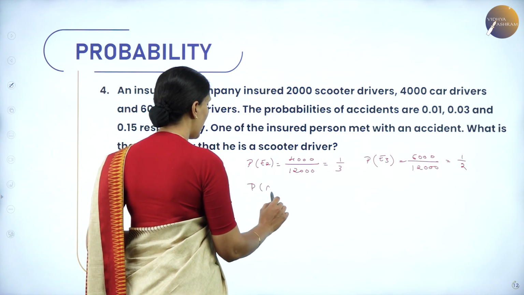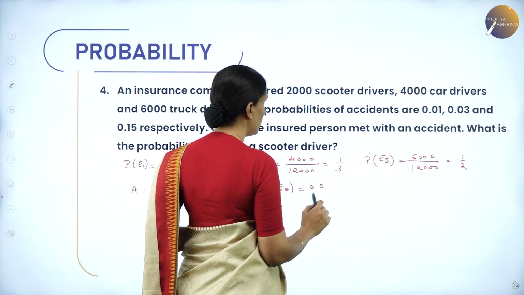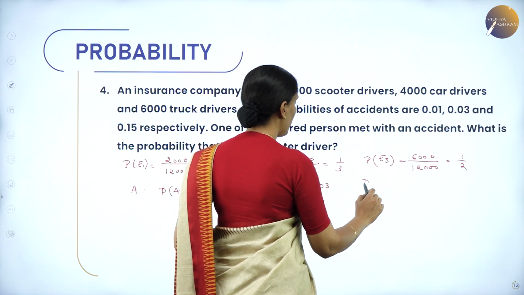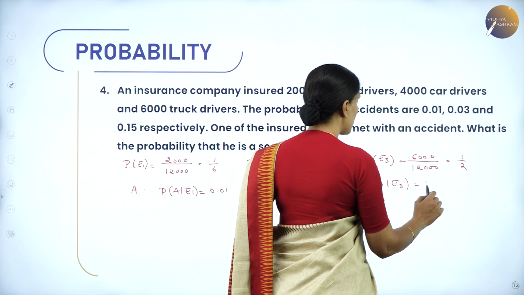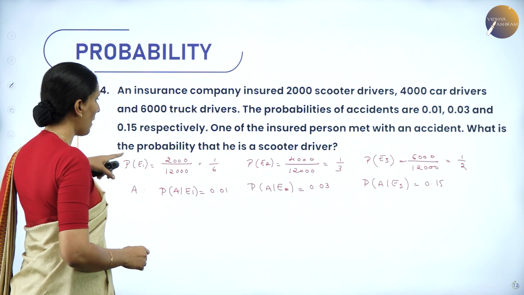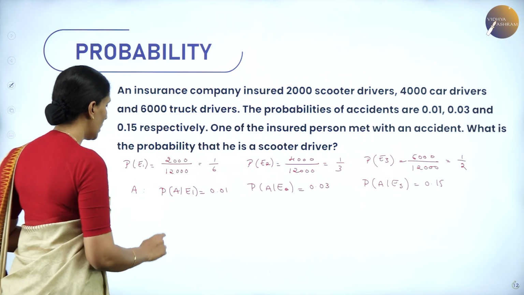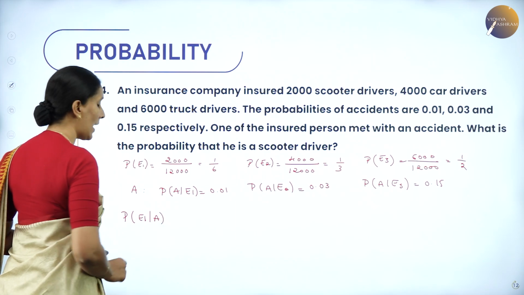Similarly, we have P of A conditional E2 as 0.03 and probability of A with E3 is given as 0.15. Now my question is, I need to find out the probability that he is a scooter driver. That means probability of E1, who is a person met with an accident.